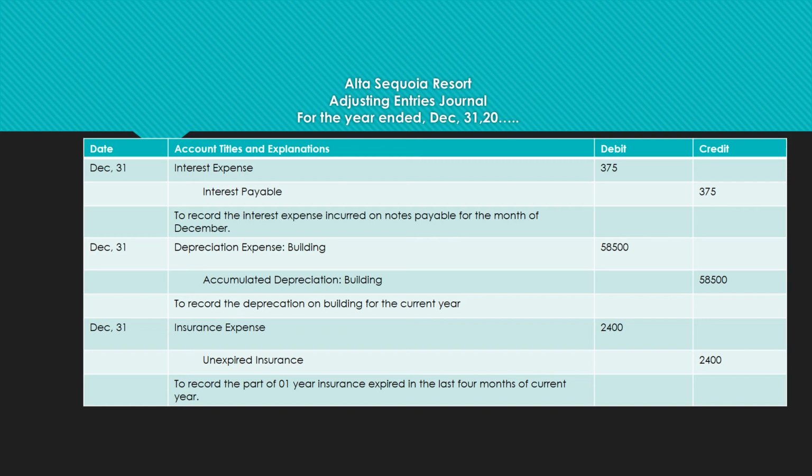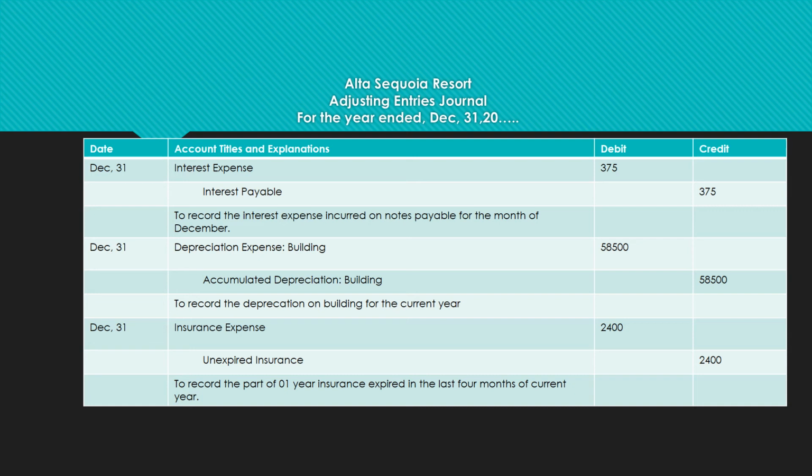375. Now title of accounts in that transaction: one is interest expense incurred and the other is, as company has not made payment of the interest, so we will show liability interest payable. So debit title of account will be interest expense 375 and credit will be liability interest payable 375. Explanation will be to record the interest expense incurred on notes payable for the month of December. That's all about transaction E.